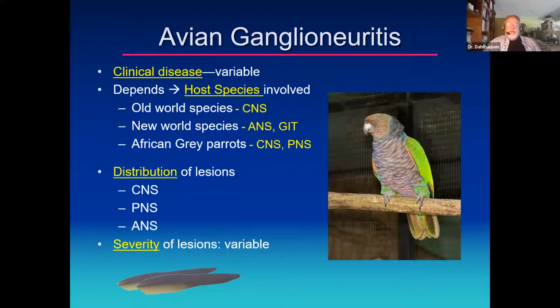Yep. Just a summary here: Old World species, we tend to see more central nervous system signs. New World species, autonomic nervous system, gastrointestinal, and so forth. African gray parrots, central nervous system, peripheral nervous system. So again, it's the distribution of lesions, where are they located, and the severity of the lesions, which is going to determine the clinical disease that we observe in the infected bird.